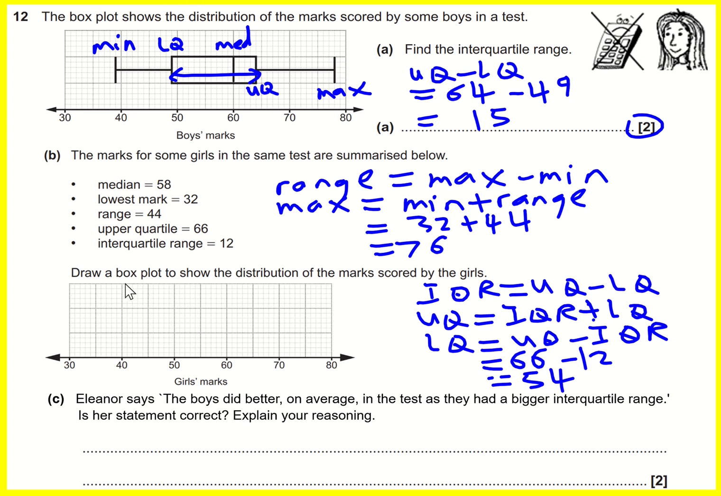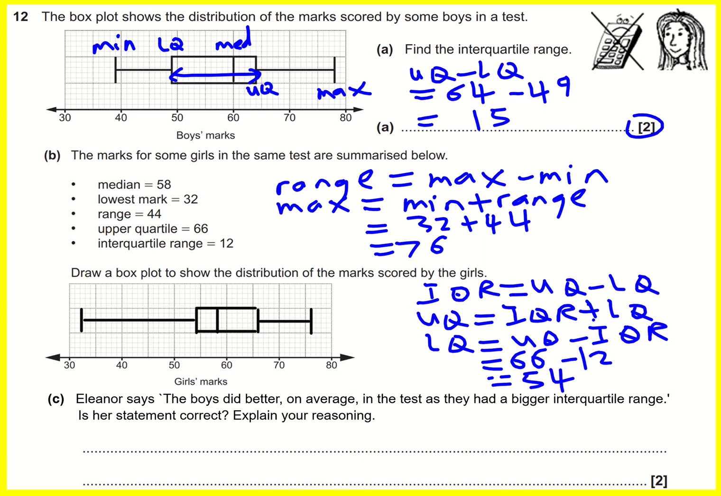So let's draw this out. The lowest mark is 32. Then the lower quartile is 54. The median is 58. Upper quartile is 66. And the maximum is 76. Join this one up into a box. And then draw a line to this. These form the whiskers, and we are done.